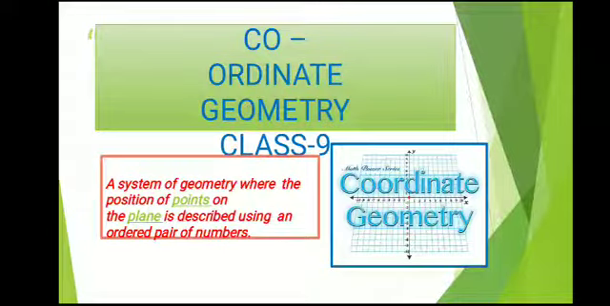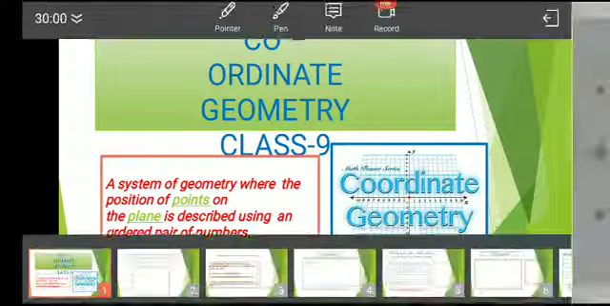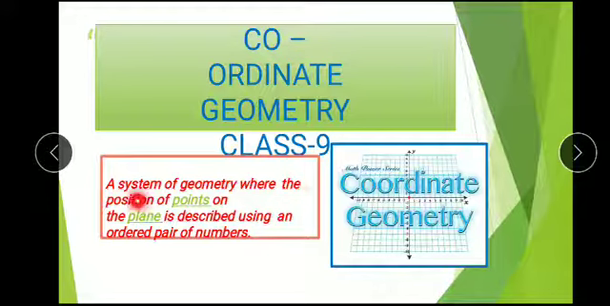Students, today we are going to start the third chapter of class 9 and the name of the chapter is coordinate geometry. So, let us know what is coordinate geometry. A system of geometry where the position of points on the plane is described using an ordered pair of numbers. So, coordinate geometry is a branch of geometry in which we plot the points and the position of the points on the plane.